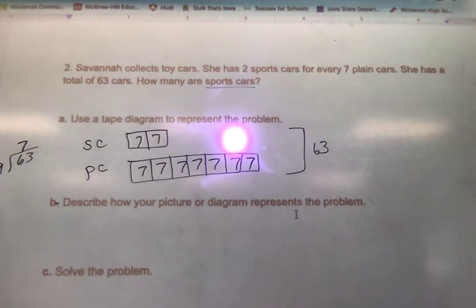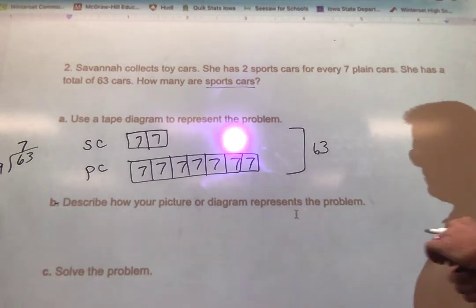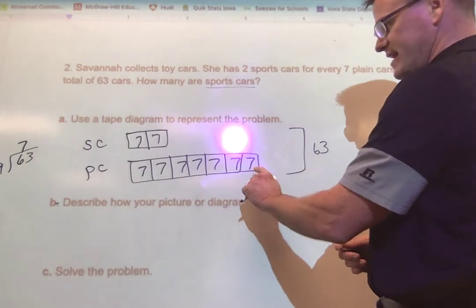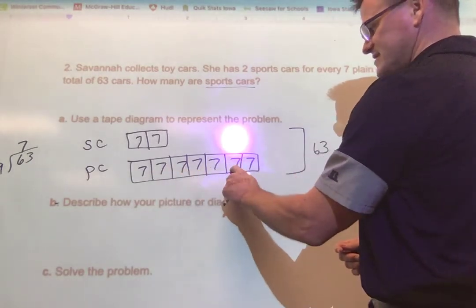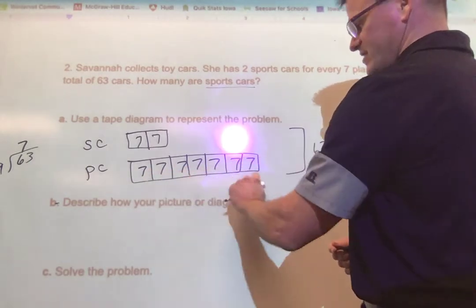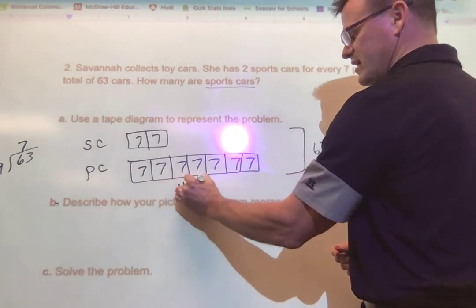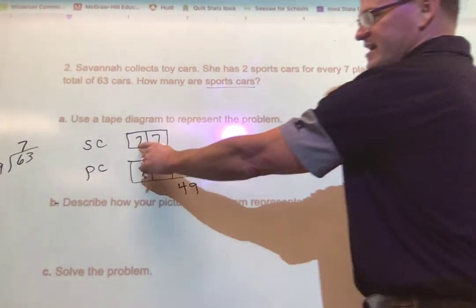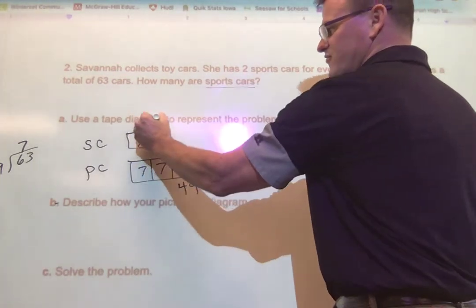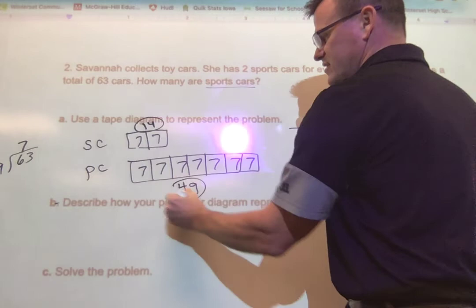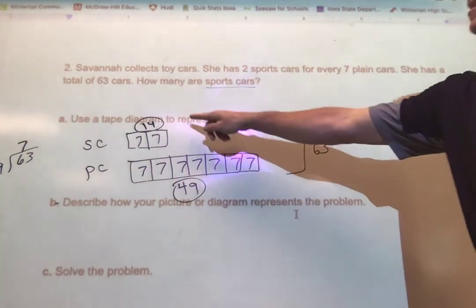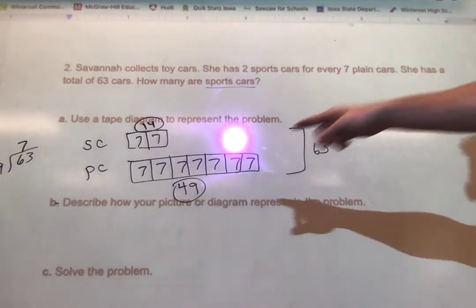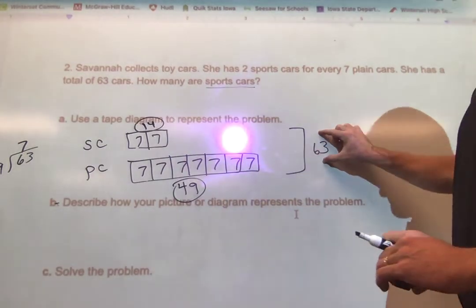Thank you. Okay, so if I do that now, when I look at this, it should equal 63 cars. And I know right down here, 1, 2, 3, 4, 5, 6, 7, 7 times 7. I can see right down here, and I'll total it up. There are 49 of the plain cars. And here, 7 and 7, or 7 times 2 is 14. So I know there's 49 plain cars and 14 sports cars. And I know 49 plus 14 gets me my total of 63.